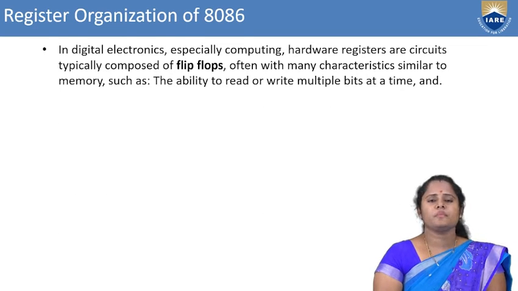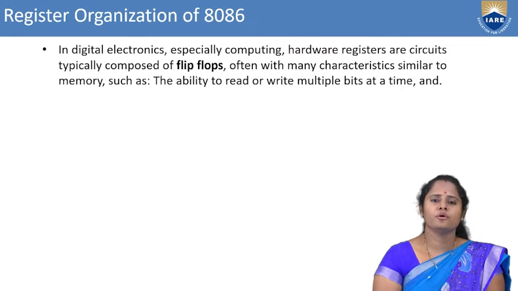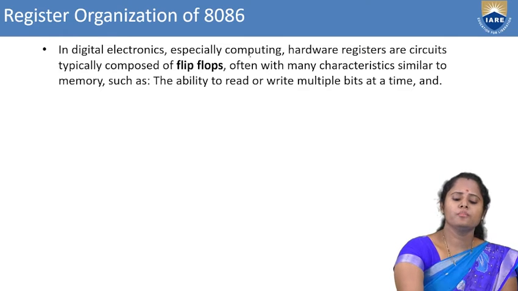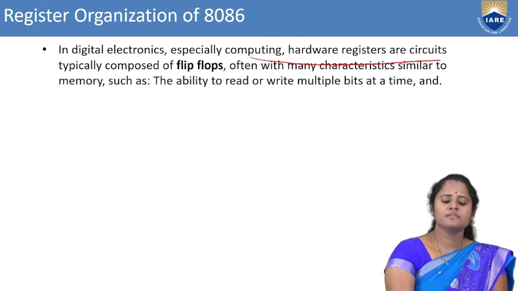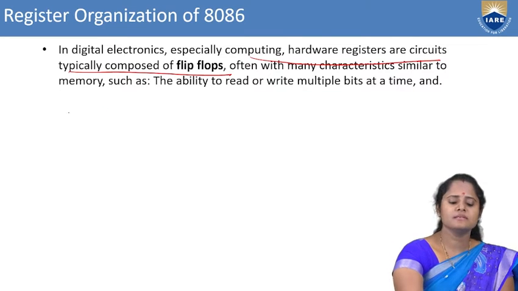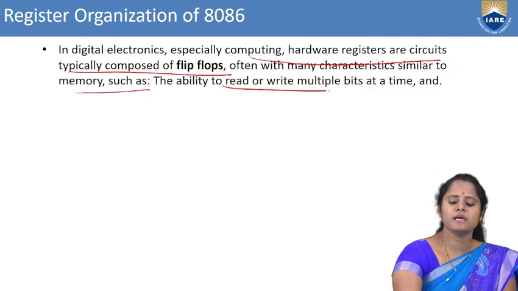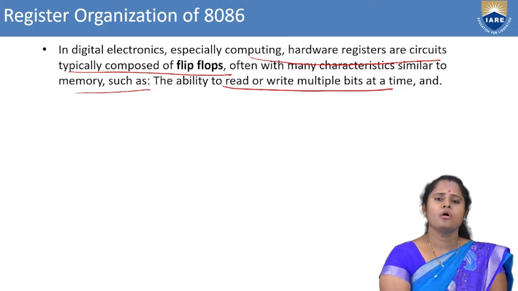Now we are seeing the register. What is a register made of? A register is made up of flip-flops, where a flip-flop is nothing but a storage element. In order to compute in hardware, all the register circuits are composed of flip-flops, and the characteristics are similar to memory. So what does a memory do? Memory does the read and write operations of bits at a time.